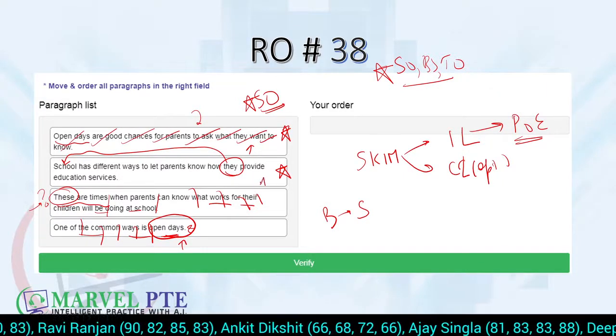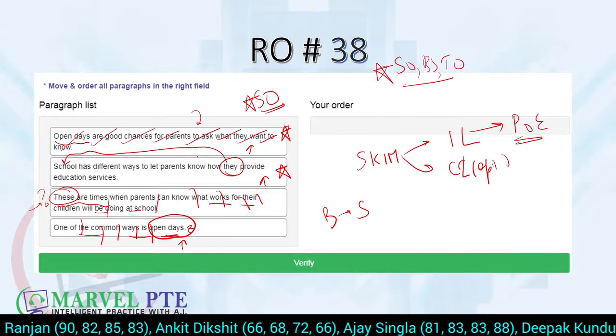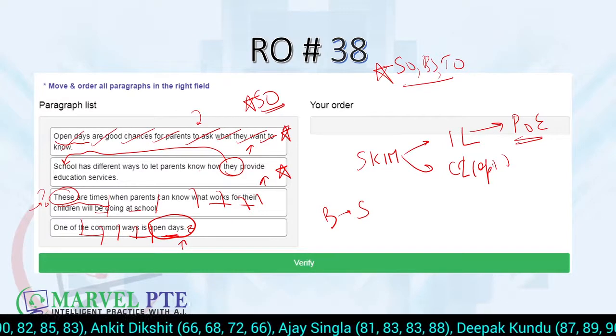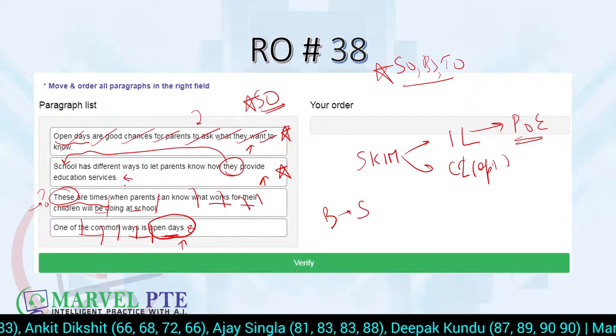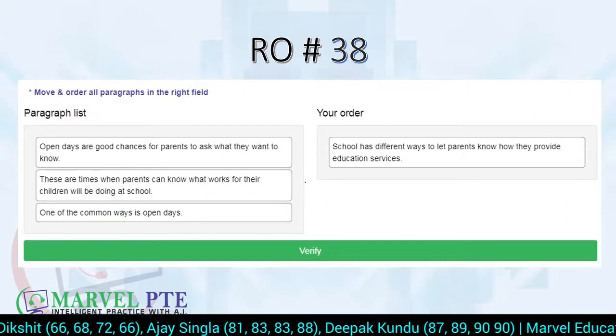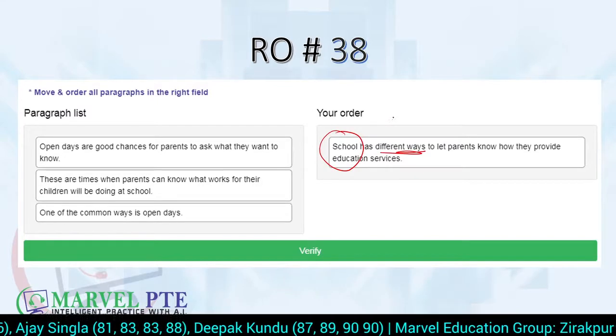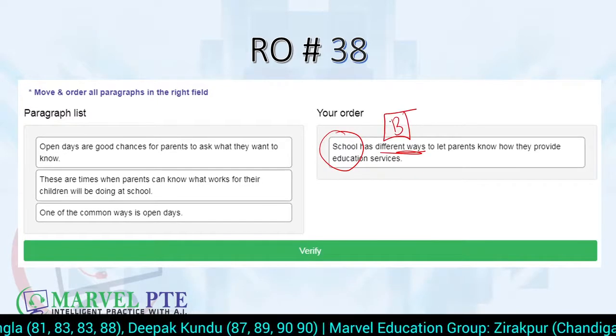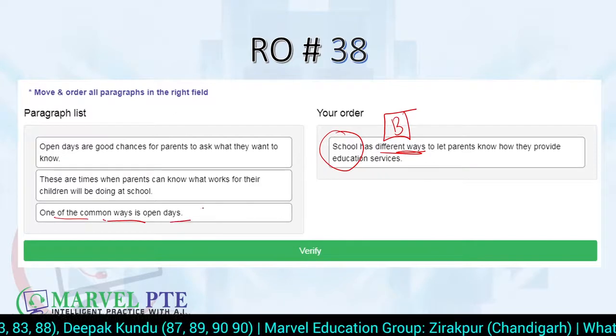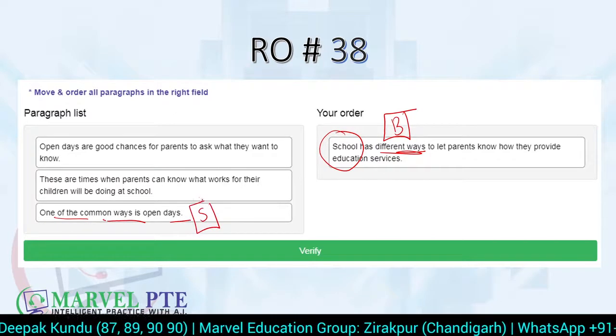So we are just left with one line, which is school has different ways to let parents know how they provide education services. So that's why we are going to drag it, and it's an independent line. अब different ways, multiple ways, ये हो गई broad बात. One of the common ways is open days. ये क्या है? Specific बात हो रही है.